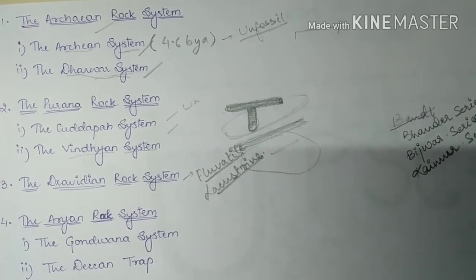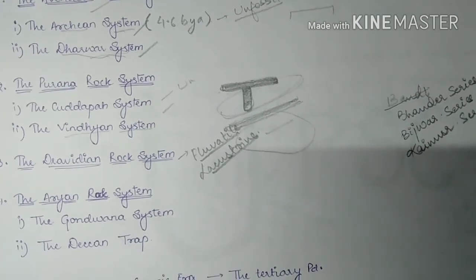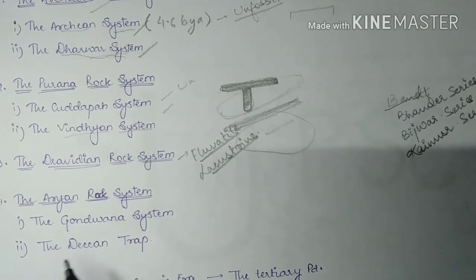Now at last we have the Aryan rock system. The Aryan rock system has two systems, that is the Gondwana system and the Deccan Trap. So the Gondwana system, these rocks are of Mesozoic era, and Mesozoic era means middle life. This era is divided into three periods, that is Triassic period, Jurassic period, and Cretaceous period. Now, according to geological time scale, these periods extend from the Upper Carboniferous till the beginning of Cenozoic or Aryan era.